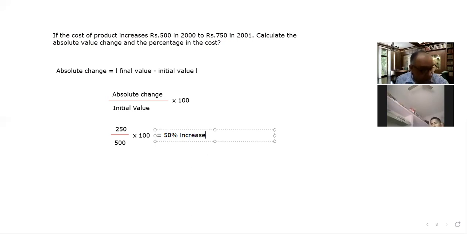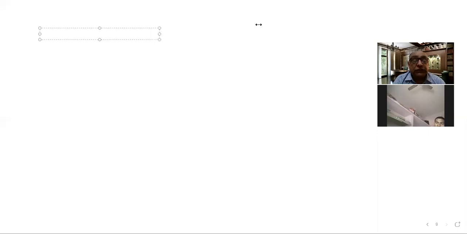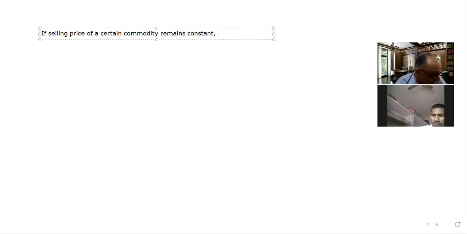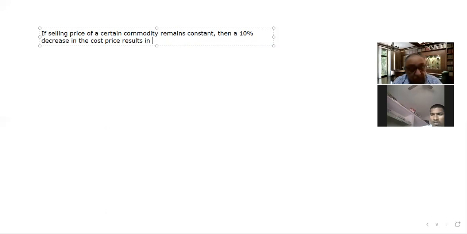So now let us move further. The further question which I am taking now for discussion is that if the selling price of a certain commodity remains constant, then a 10% decrease in the cost price results in a 40% increase in profit. So the profit increases by 40%.